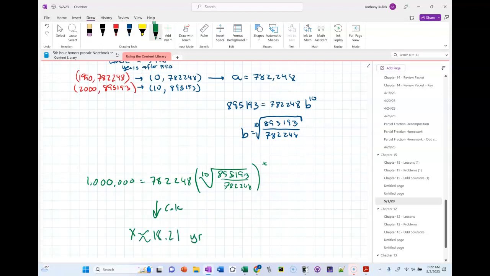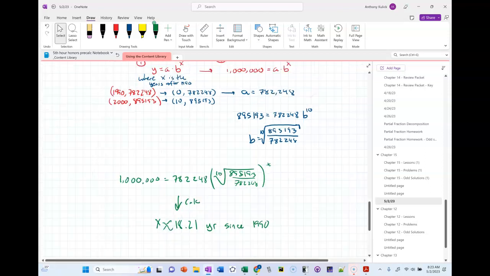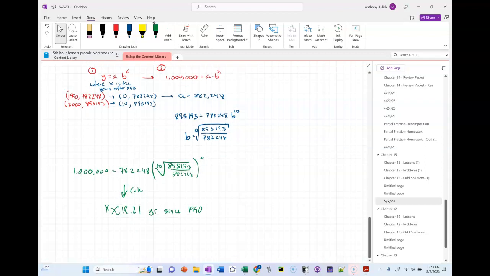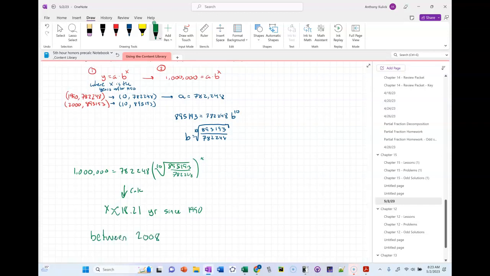But remember, the x is years since 1990. So the question reads, though, that's not going to answer the question. It says, in what year will the population reach 1 million people? So this would be between 2008 and 2009, right? During that year from 2008 to 2009.